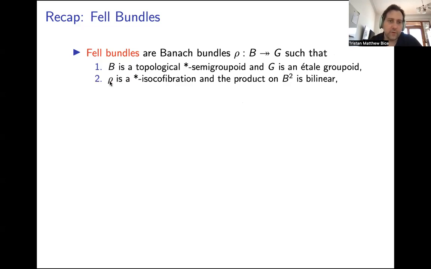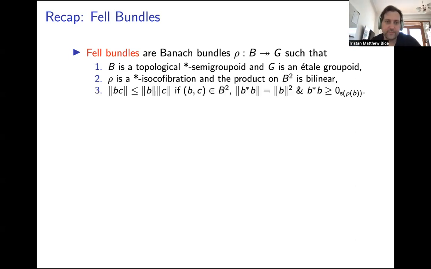What we also need is for rho to not just preserve the product, but really be what's known as a star algebraic fibration. Essentially that means the product in B is defined precisely when the product of the images in G is also defined. The product also has to be compatible with the additive structure; it has to be bilinear. And we want these standard norm properties as well. We want the norm to be submultiplicative, as long as the product is defined, and we want it to satisfy the C-star condition, essentially.